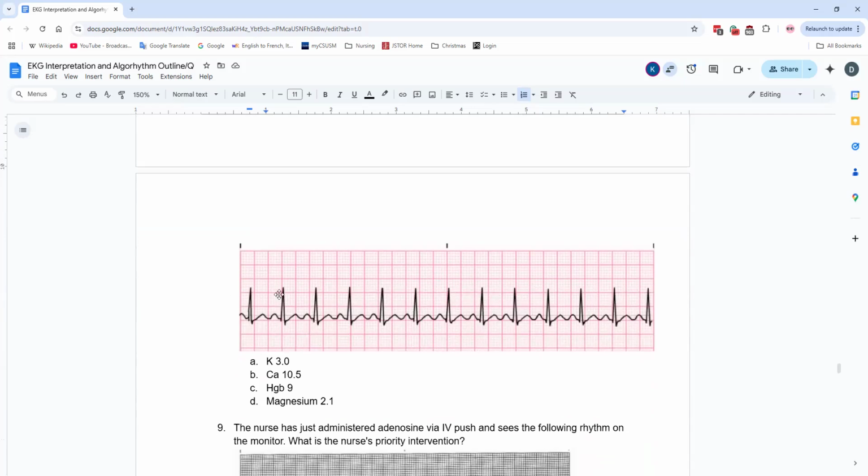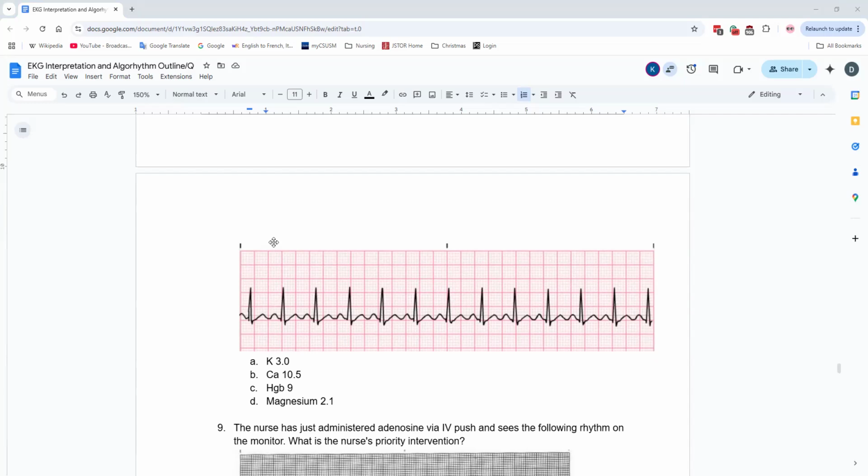So it's time to analyze this rhythm. I guess the first question is what rhythm is this? Just sinus tachy? Yeah, just sinus tachy.